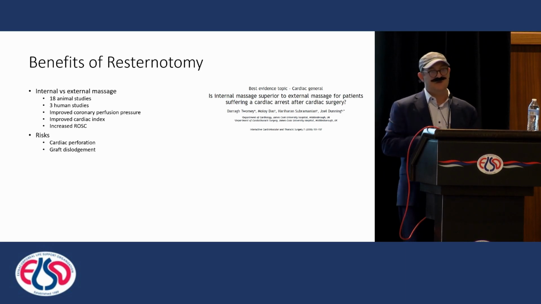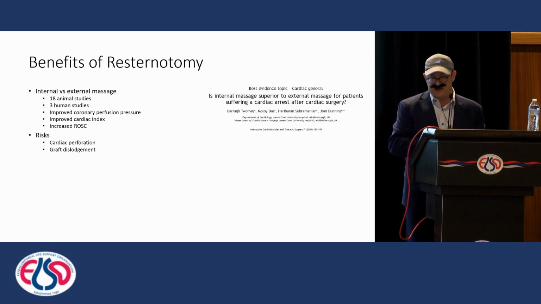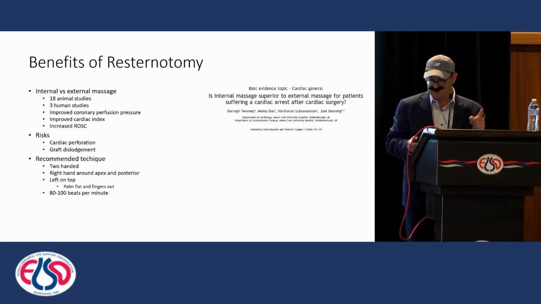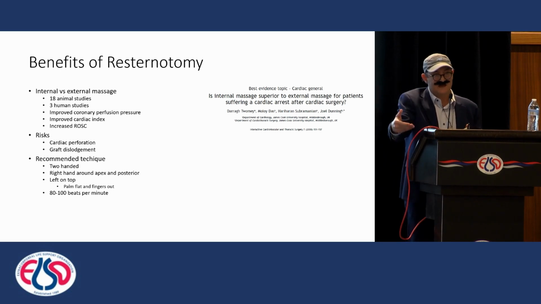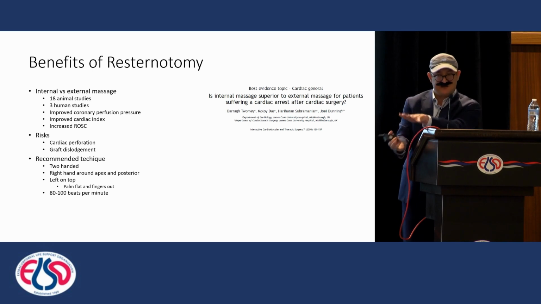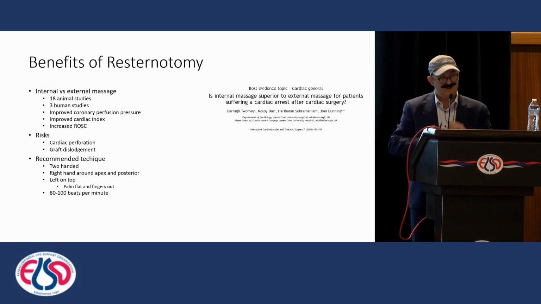Now you're going to say, well, it's risky. If you don't know what you're doing, you're going to stick your thumb in the ventricle, you're going to avulse a graft, and yes, all of those things can happen, but you can mitigate those risks with training. What our group has recommended is identification of the apex, putting your hand over the apex, sliding it back behind the pericardium, and then putting your second hand on top, palm flat, fingers out, 80 to 100 beats a minute. We can teach anybody to do this and to do it safely.